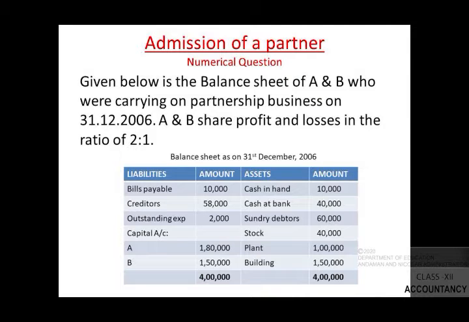Now, the balance sheet. On the liability side, the first item is bills payable rupees 10,000, creditors 58,000, outstanding expenses 2,000 rupees, and the capital account is given as of A rupees 1,80,000 and for B it is rupees 1,50,000. Pass on to the other side. Cash in hand rupees 10,000, cash at bank rupees 40,000, sundry debtors rupees 60,000, stock rupees 40,000, plant rupees 1 lakh and building rupees 1,50,000.